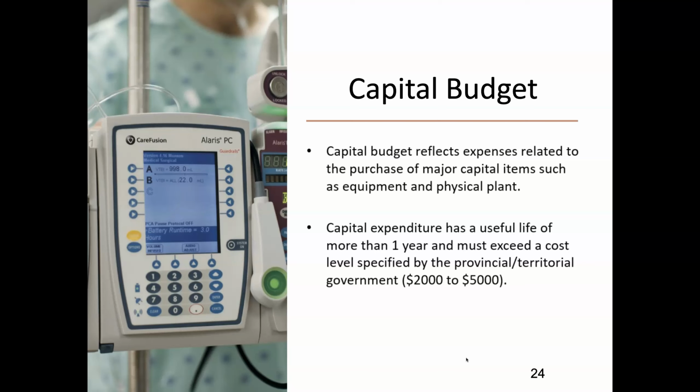A capital expenditure must have a useful life of more than 1 year and exceed a cost level specified by the provincial or territorial government. The minimal cost requirement for capital items in healthcare organizations is usually from $2,000 to $5,000, although some organizations have different levels. Anything below that minimum is considered a routine operating cost. And so you need to build in these capital expenditures as a nurse manager into your forecasted budget. So any new equipment that you want to buy.